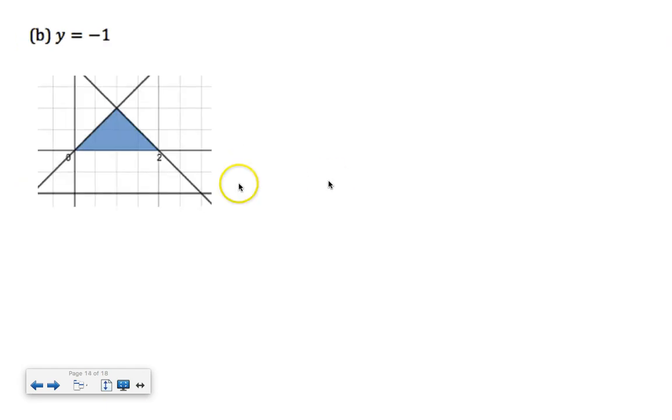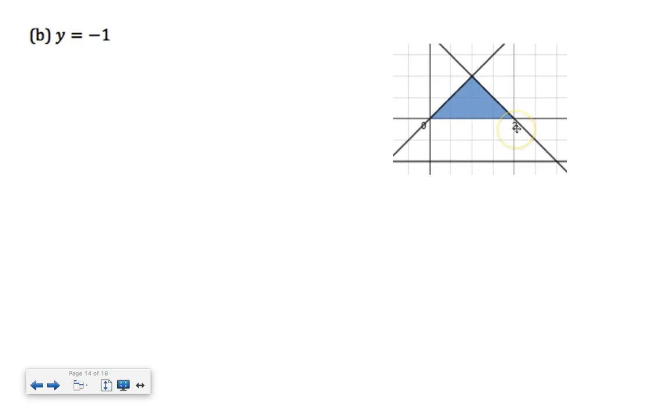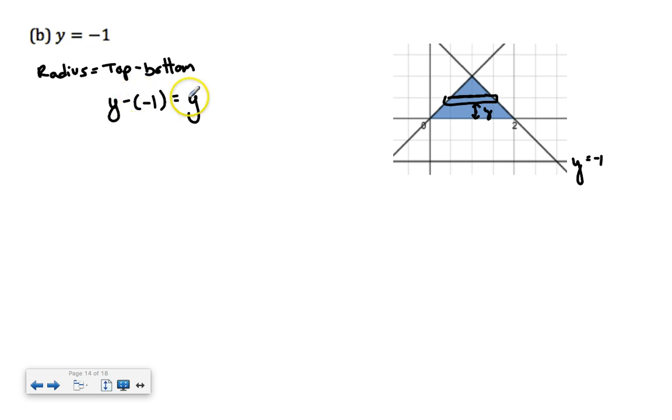So it's y equals negative 1. Again, we have a horizontal rectangle. I have a distance of y for my radius, and then I have this line y equals negative 1 down on the bottom. Radius is going to be top value minus bottom value. On the top value, I have a y. On the bottom value, I have a -1. So it's going to be y minus -1, which is y plus 1.